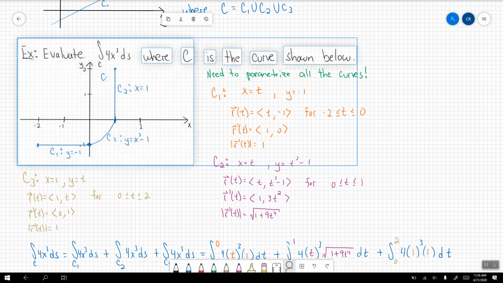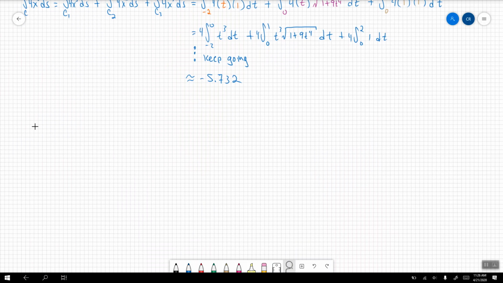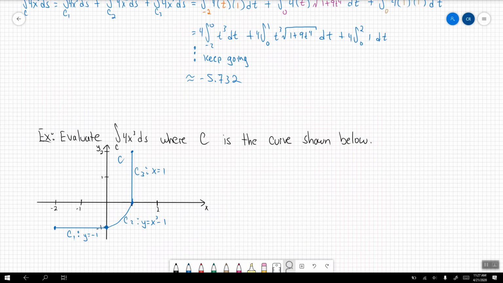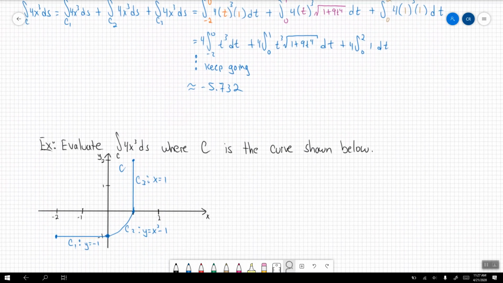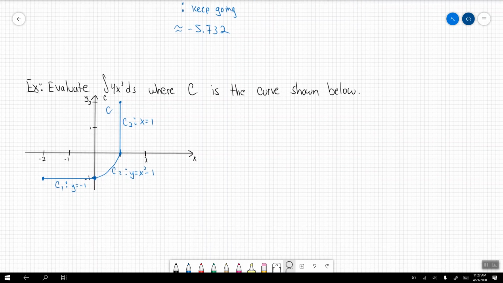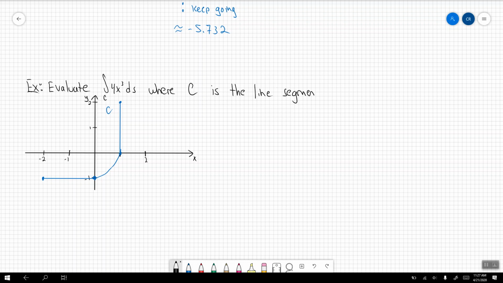There we go. All right, now I want to copy this. There we are. And I want to copy it here. Paste. Oh, look at that, perfect. All right, now the only difference for this example, even though we're working with similar curves, is that C is the line segment from -2, -1 to 1, 2.